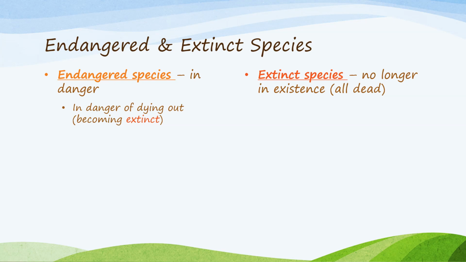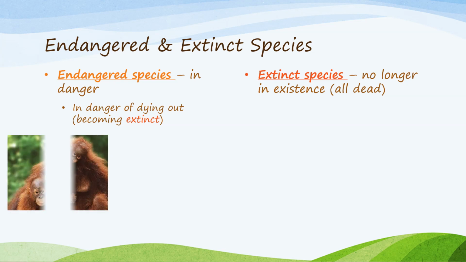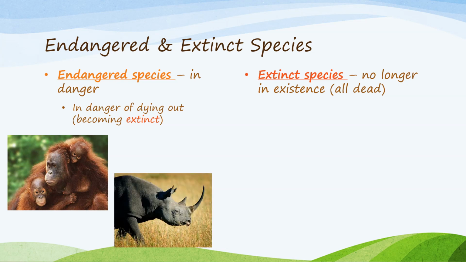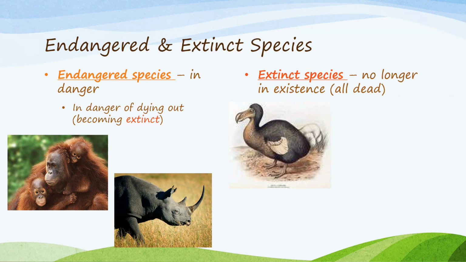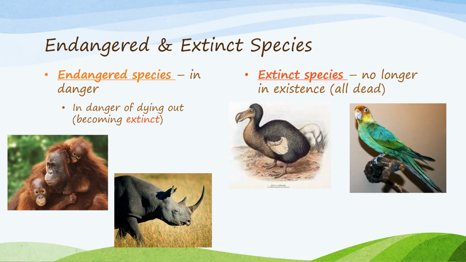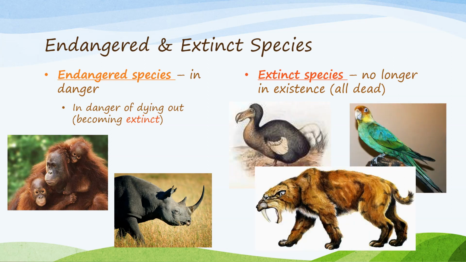Some examples of endangered species are orangutans and black rhinos. We still have some of them. They aren't all gone, but their numbers are getting smaller, and they are at a great risk for becoming extinct. A couple examples of extinct species that aren't on Earth anymore are dodo birds, Carolina parakeets, and saber-toothed tigers.